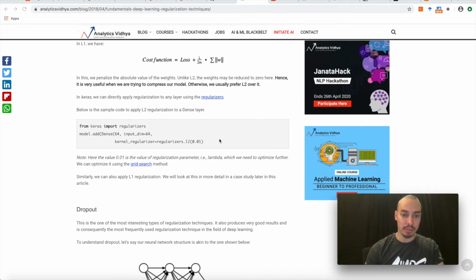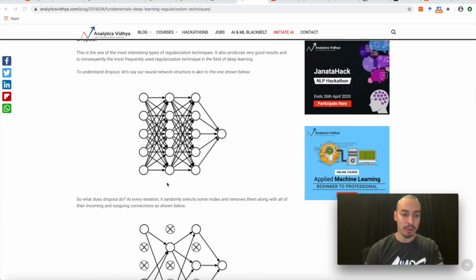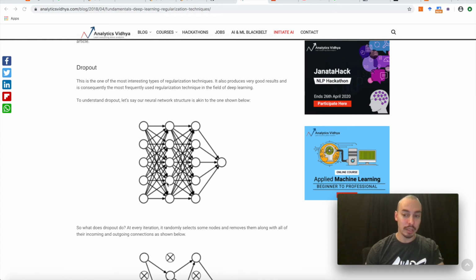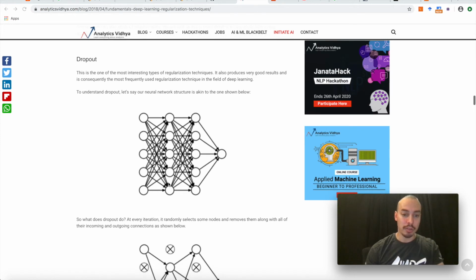And here they also put a very simple way of phrasing that in Python. And the third most important method to use regularization, here specifically in the context of deep neural networks, is dropout. Dropout randomly selects some nodes and removes them along with the incoming and outgoing connections. Like as if you had a graph and you removed one vertex, meaning that all its edges were removed too.